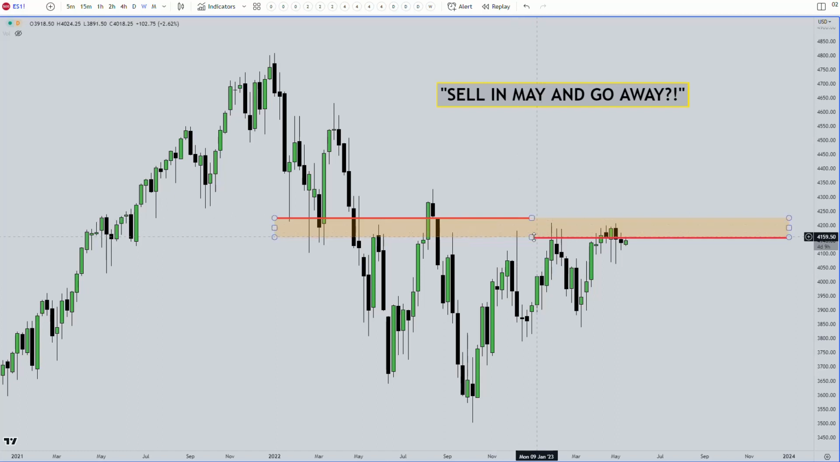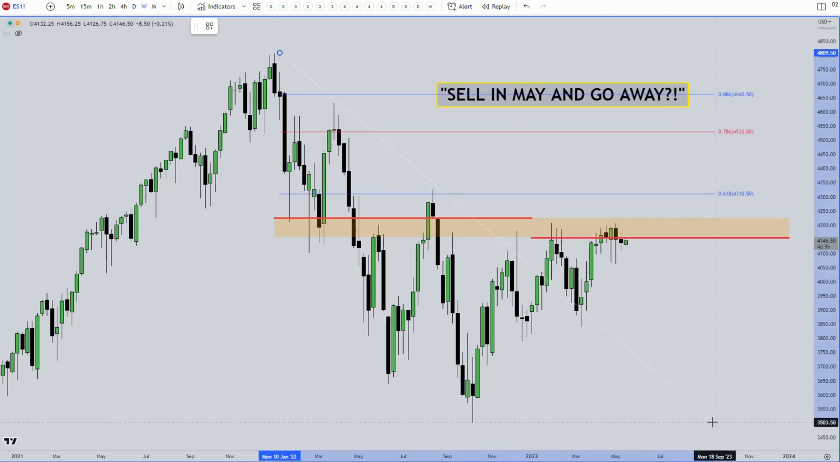These red lines mark out yearly midpoints. So this basically is the midpoint of the yearly range from 2021, and here at around 4,150, the midpoint of the yearly range 2022. So basically taken from our absolute high in 2022 down to our absolute low.